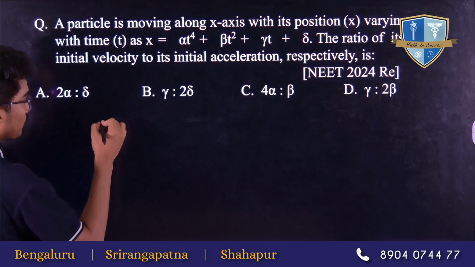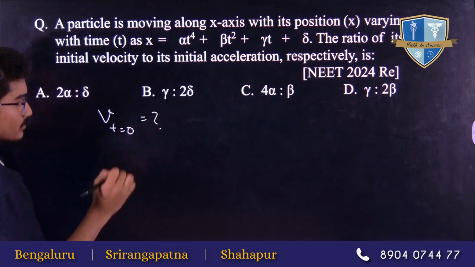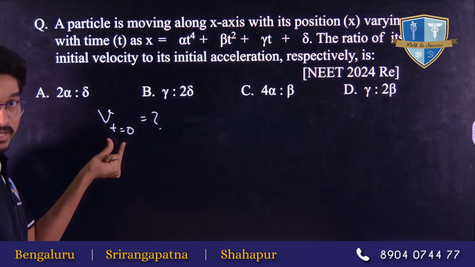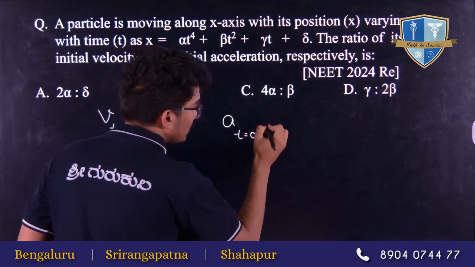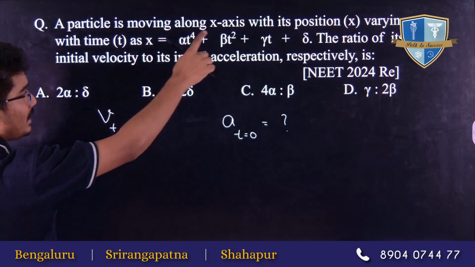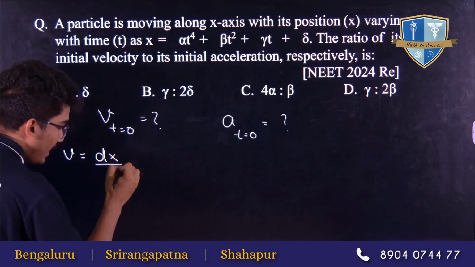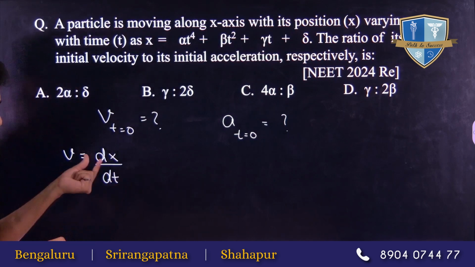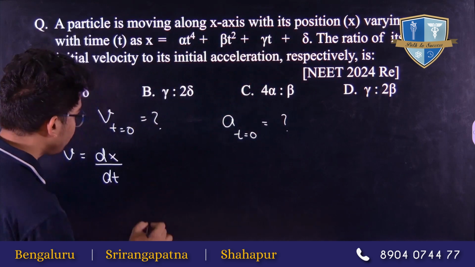So first we are supposed to find velocity at t is equal to 0. We'll find velocity and put t is equal to 0. Similarly, we'll find acceleration and put t is equal to 0, and then we'll take the ratio, correct? Now we have displacement in terms of time. We know velocity is equal to dx by dt, means differentiation of x with respect to time. So let's differentiate this with respect to time.